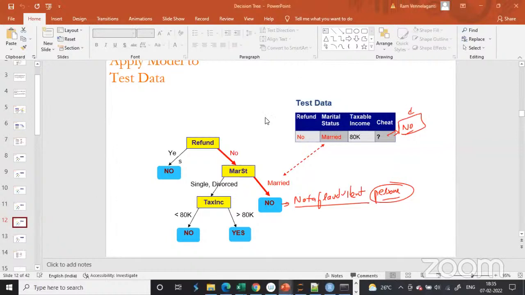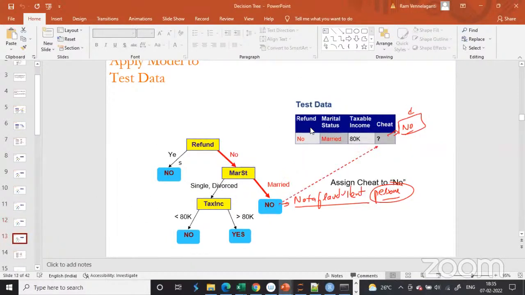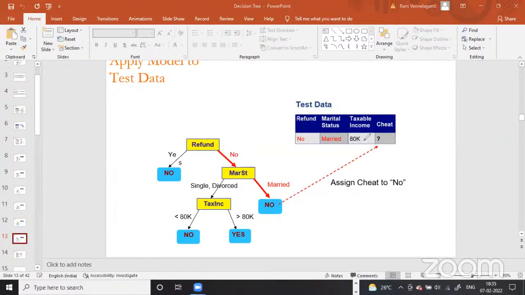Now, this is the answer. He is not a fraudulent person for us. But if I give you another observation: income tax refund is no, that person is single, and taxable income is $90,000. Then find out whether that person is fraudulent or not.